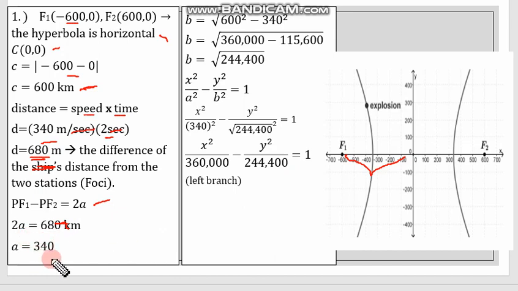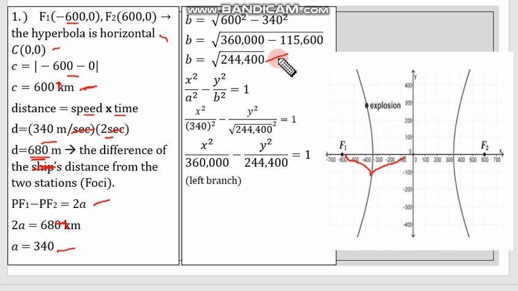Divide both sides by 2, so a is 340 meters. We have the a and we have the c. This is supposed to be meters, not kilometers. So b is equal to the square root of c squared minus a squared, 600 squared minus 340 squared. 600 times 600 is 360,000 minus 340 squared, which is 115,600. Subtracting, what is left is the square root of 244,400. That's the value of our b.